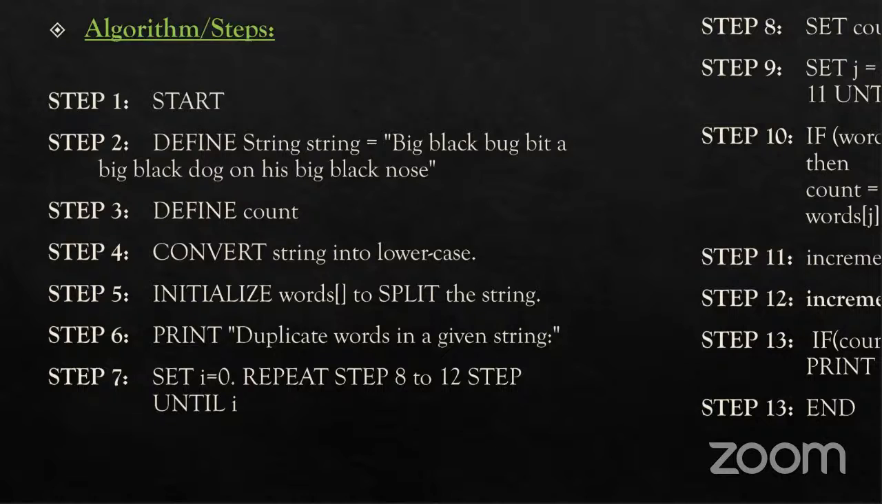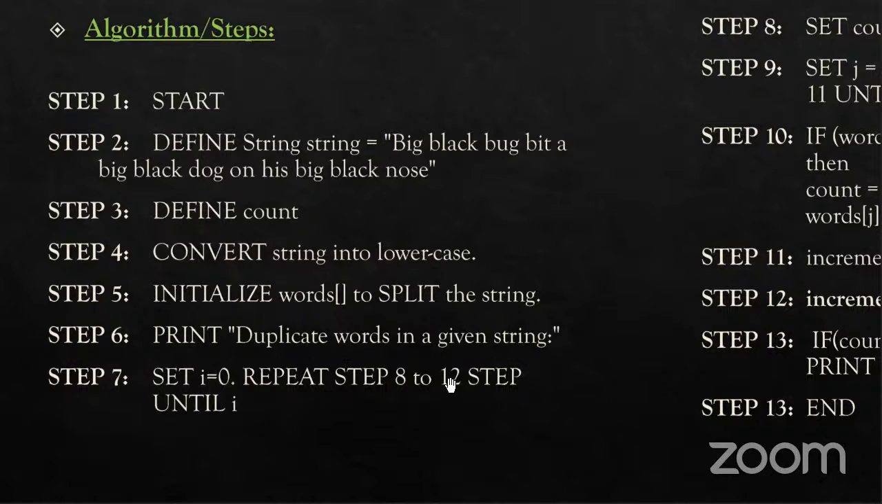In the program for counting duplicate characters, we compared each character, right? Here we need to compare each word, whether that word is duplicated or not. So we need to split the string into words. Each word we need to split, right? For that, we initialize a word array to split the string.